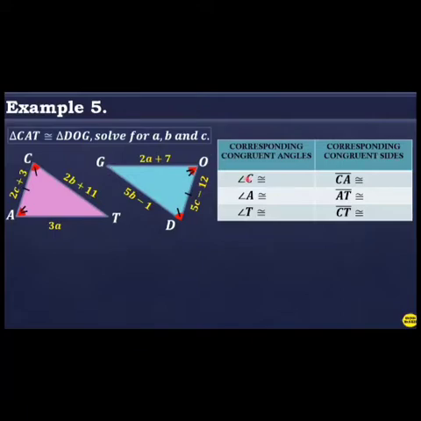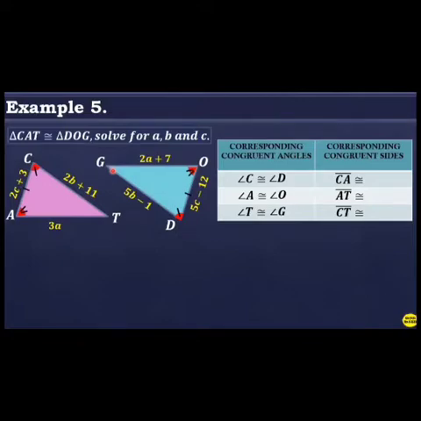We have angle C is congruent to angle D. Angle A is congruent to angle O. As you can see, it has markings, so it is easy for us to identify the corresponding congruent angles and sides. Angle C is congruent to angle D. Angle A, which has 2 markings, is congruent to angle O. And angle T is congruent to angle G.